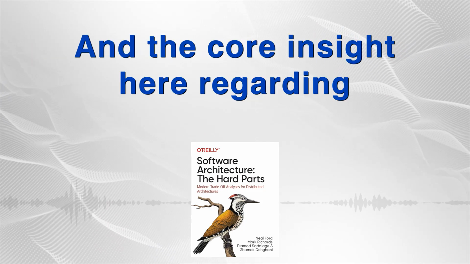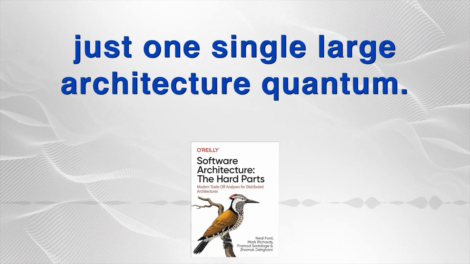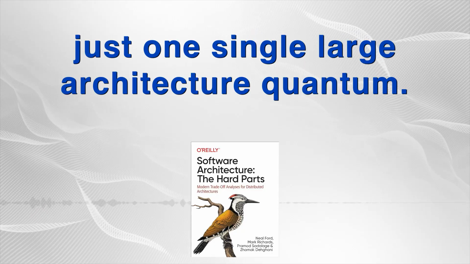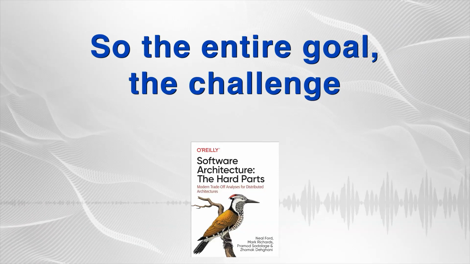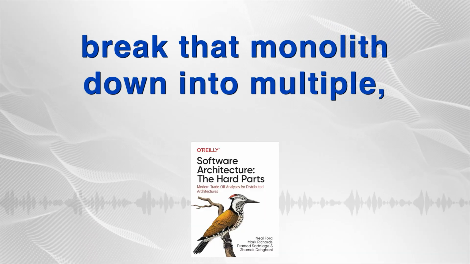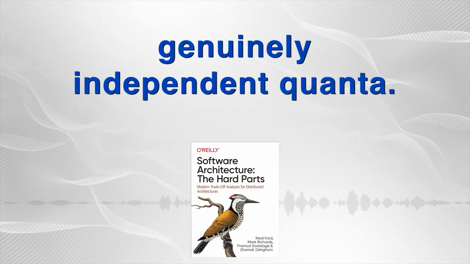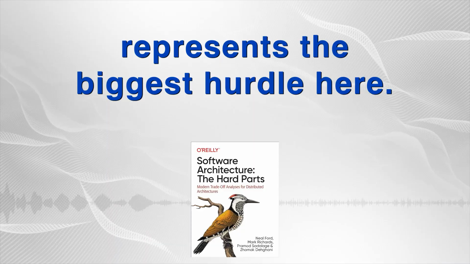And the core insight here regarding quanta is? A monolithic application is, by definition, just one single large architecture quantum. Everything is coupled, everything deploys together. Correct. So the entire goal, the challenge in distributed systems, is to effectively break that monolith down into multiple, genuinely independent quanta. The book emphasizes that data often represents the biggest hurdle here.